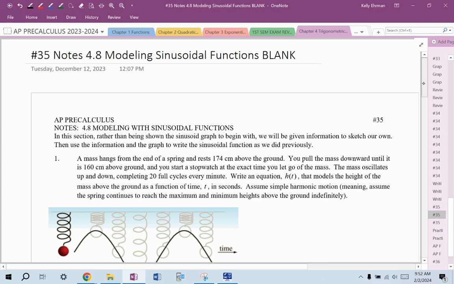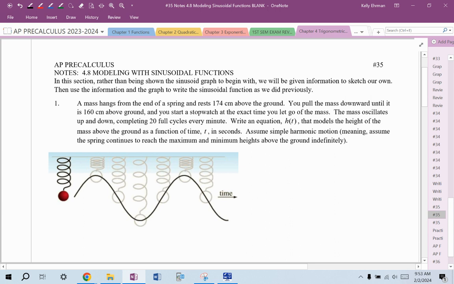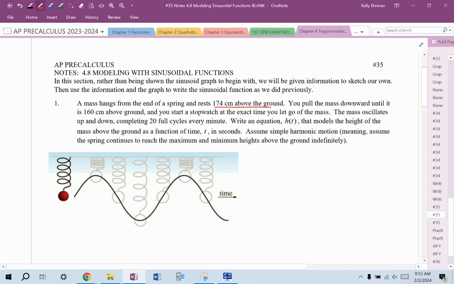All right, so today we're still in chapter 4, section 8, and we're still writing those sinusoidal functions, but instead of having a graph on an axis that we can easily get values from, now we have a little story and we've got to pull information from that. Okay, so a mass hangs from the end of a spring and rests 174 centimeters above the ground.